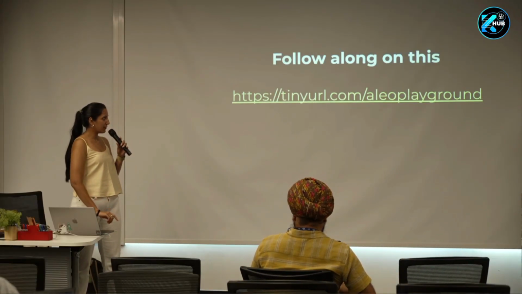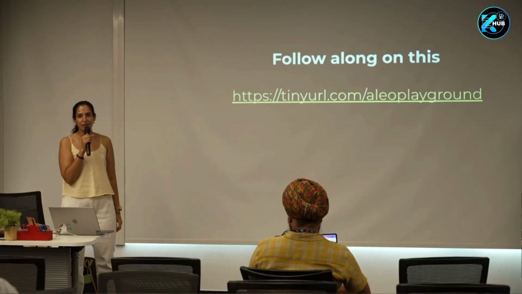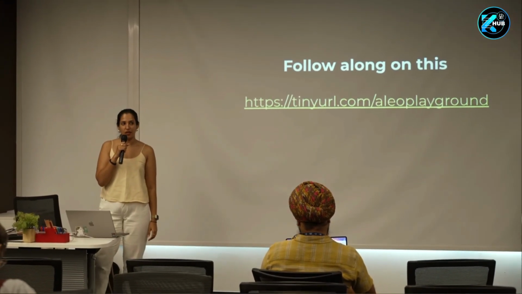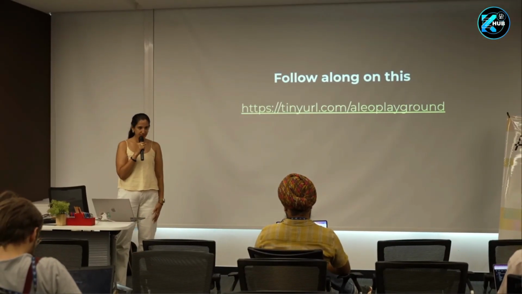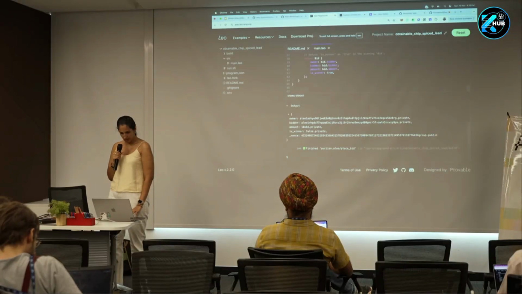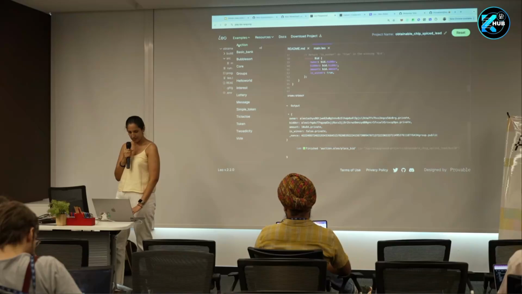So this is the link for the Aleo playground. You can go to this link, and then we'll start with a very basic program of adding two integers, and then we'll go ahead and run our auction application. If you go to the playground, it will look something like this.